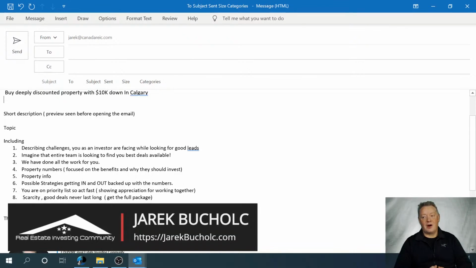And the second part, imagine getting into the consideration that there is already a team looking for the best deal, and they have already taken care of that, right? We have done work for you, we are working for you, and you should only get the numbers, verify what's going on, and then inquire and start working with us or whoever is listing that property, right? Then number 4, focused on the benefits and why they should invest in that property, right?